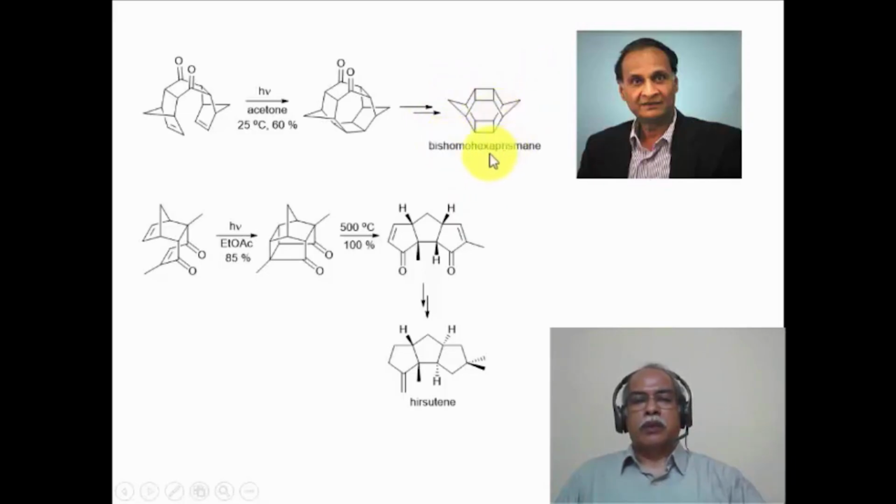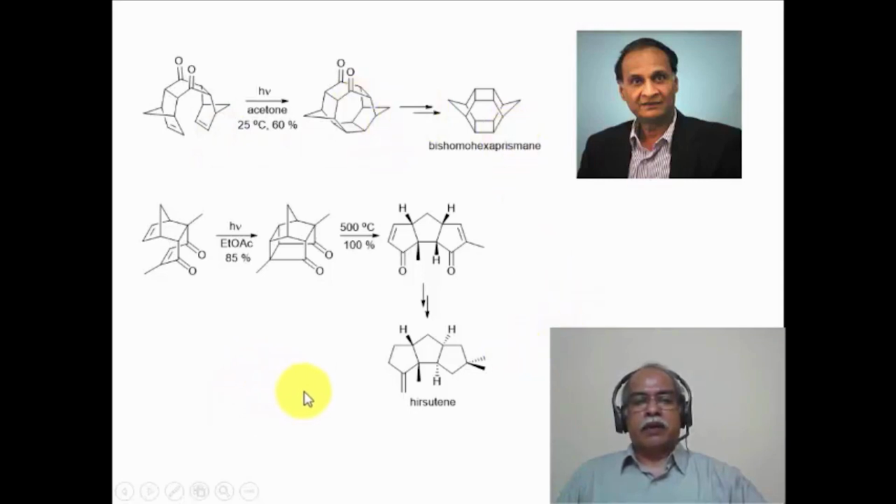The bis-homo-hexaprismane has been synthesized. This is essentially by a face-to-face 2pi cycloaddition reaction of this olefinic compound to give the cyclobutane derivative. From here, the decarbonylation followed by the cycloaddition here essentially leads to the formation of this 4-membered ring. So this is a very elegant synthesis of the bis-homocubane that is given in this particular slide.